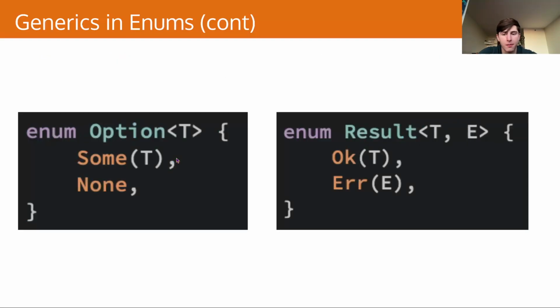So, as I mentioned earlier, this is the Option type you all know and love, and this is the Result type. It's defined with the generic type T, where it just says it wraps something of some type. And here it wraps it with an Ok or an Err. E is just used as a generic for the error types.